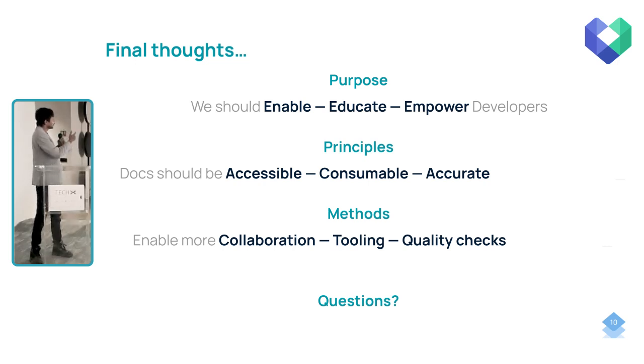How do we do this? Using these principles: the docs should be accessible, consumable, and accurate. And what are the methods we implement to make sure the principles are taken care of? We enable more collaboration, use tooling, which could be Gen AI or some of the automation pipelines, and then we have some quality checks. That's my talk.